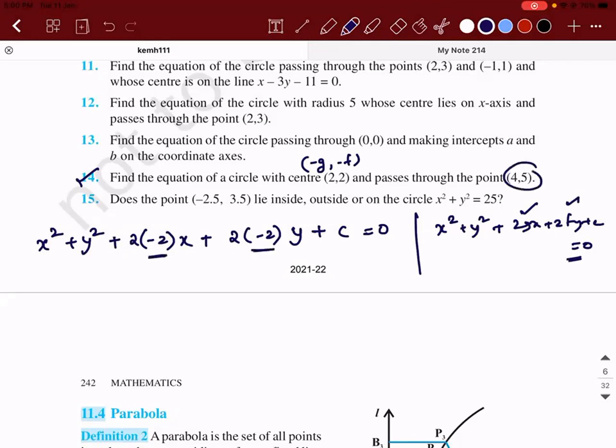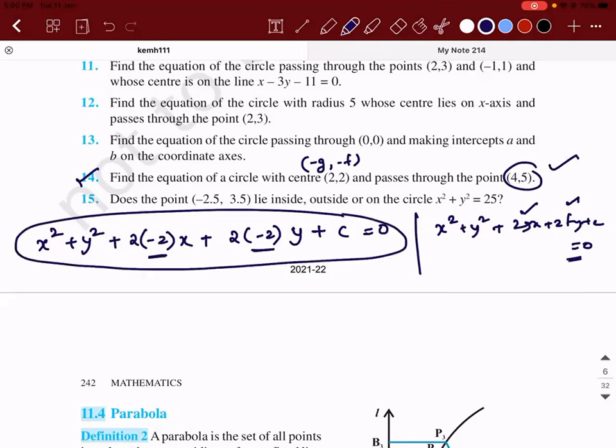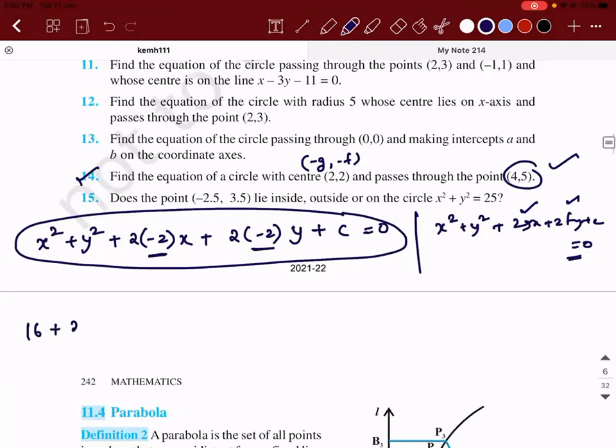So why did they give us the point? What is the use of this point? You take that point and substitute it in this equation. You will get the value of c. 16 plus 25 minus 4 into 4, minus 16, minus 4 into 5, minus 20, plus c is equal to 0, which implies c is equal to minus 5.